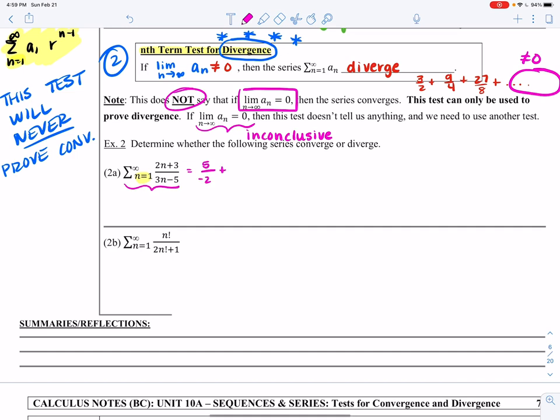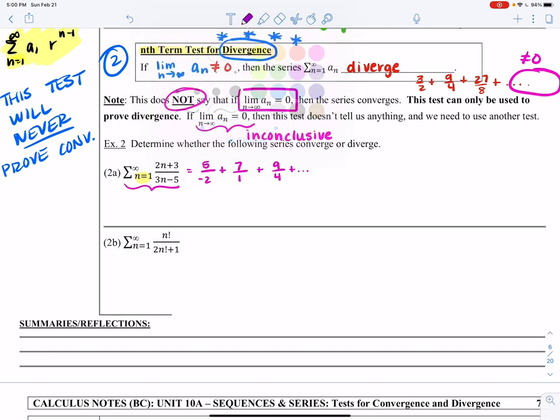Let's go to the second term. 2 times 2 is 4. 4 plus 3 is 7. 3 times 2 is 6. 6 minus 5 is 1. Third term, 2 times 3 is 6. 6 plus 3 is 9. On the bottom, 3 times 3 is 9. 9 minus 5 is 4. And so this isn't geometric. It isn't arithmetic. We just have something interesting that's happening here.